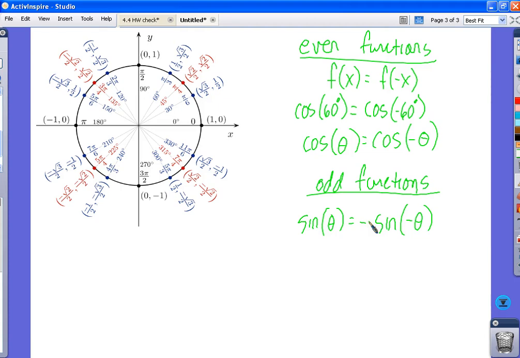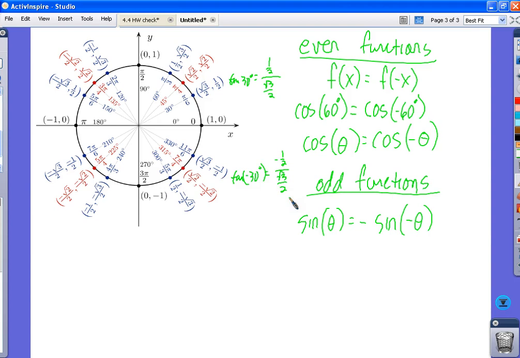Okay, let's look at tangent. It'll be the last one to decide if it is even or odd. So we go to positive 30. The tangent of 30 is 1/2 over root 3 over 2. We'll come down to negative 30. The tangent of negative 30 is negative 1/2 over root 3 over 2.